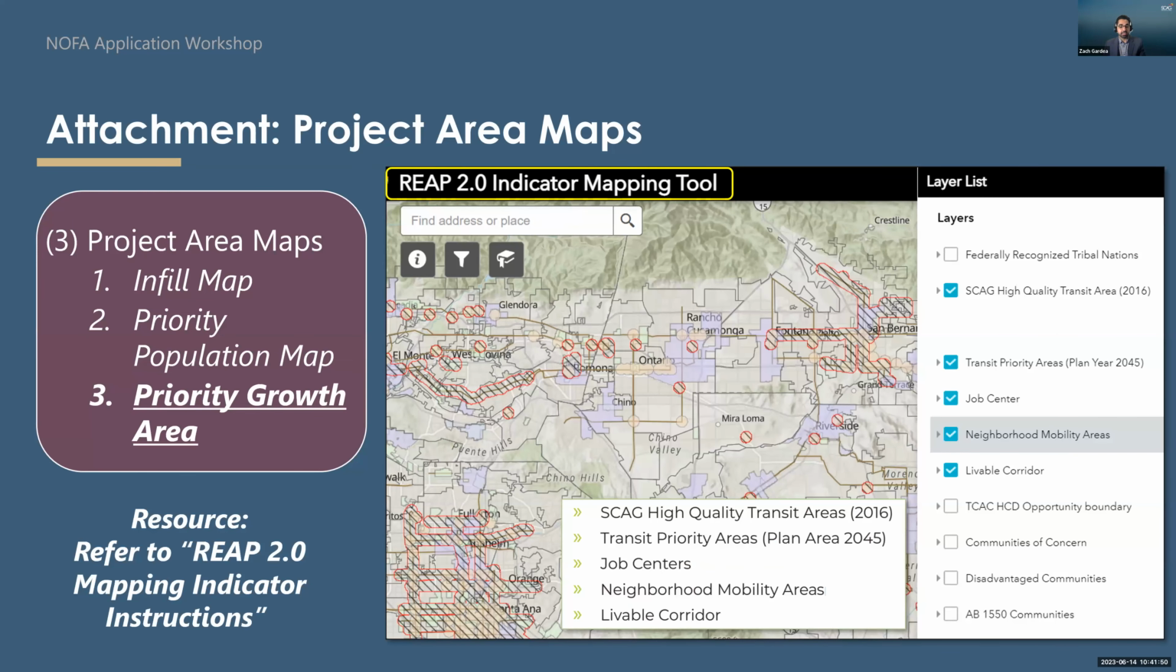The third and last set of maps will be to identify priority growth areas. We're asking that you identify any PGA layers that fall within your project area. These PGA layers include SCAG's high quality transit areas, transit priority areas, job centers, neighborhood mobility areas, and livable corridors. So those are the 5 PGA layers that you can find on SCAG's REAP 2.0 indicator mapping tool.